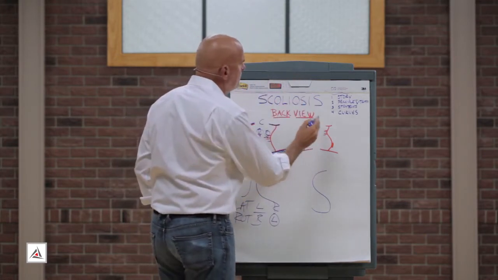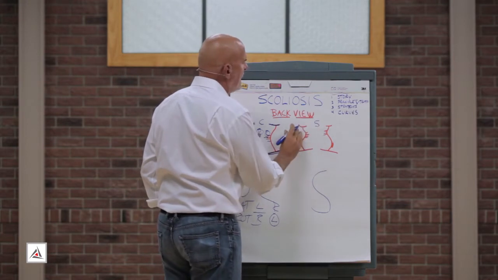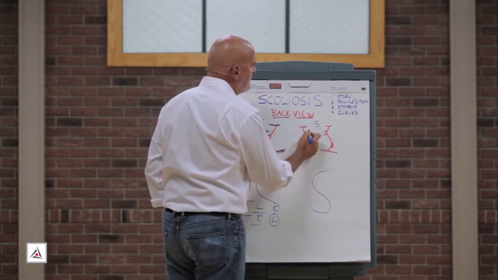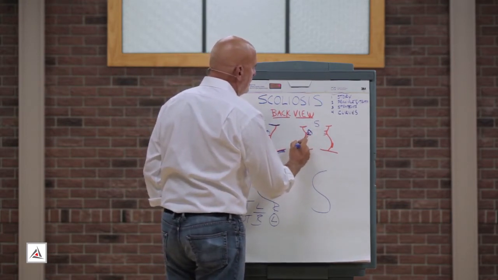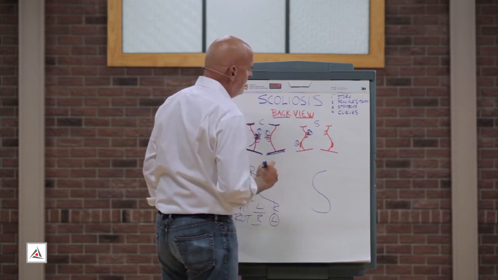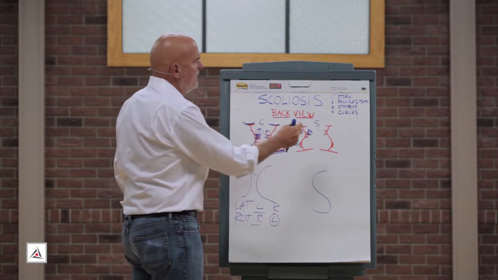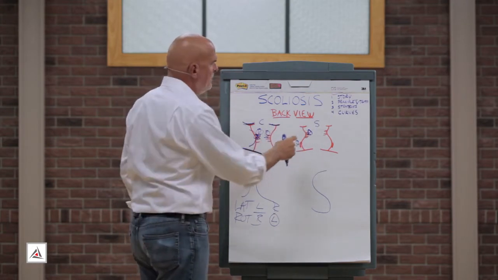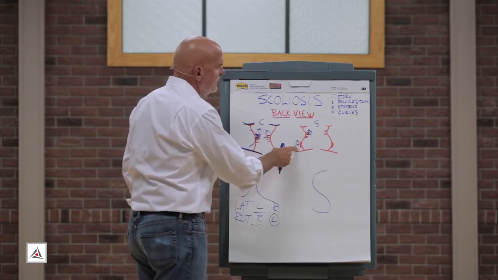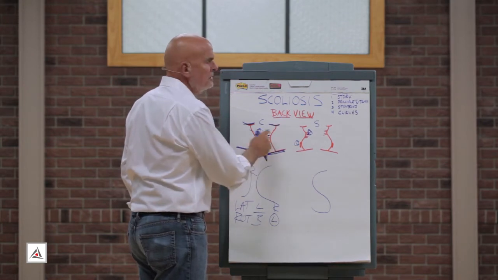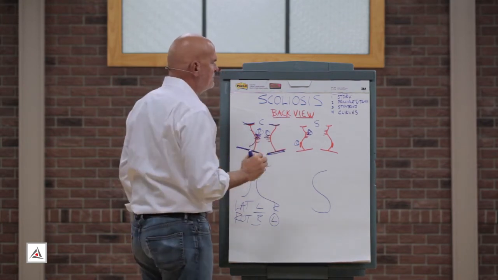So now if we come to an S-curve, well, we have, let's say, the high curve, the apex is to the right, and the low curve, the apex is to the left. That obviously is an S-curve that's made up of two C-curves. It's made up of a right apex C-curve and a left apex C-curve. That's going to be significant to us in just a second.